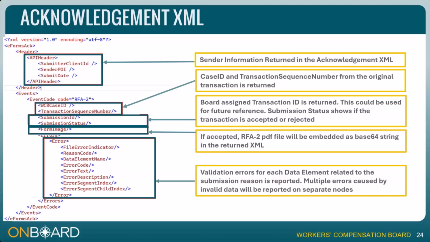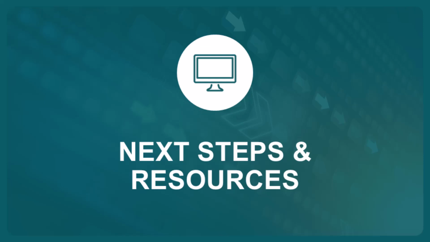If accepted, the form image element will hold the PDF representation of the accepted RFA-2 transaction, like Pasha mentioned, in base 64 format. This will also be saved in the case folder. However, if the transaction was rejected, the errors section will give details of the errors that caused the rejection so that you can correct the data and resubmit.